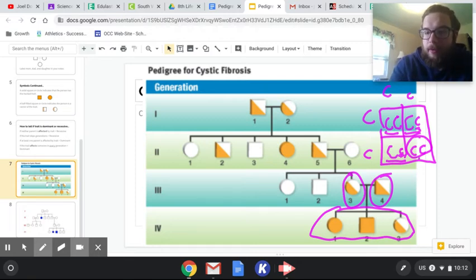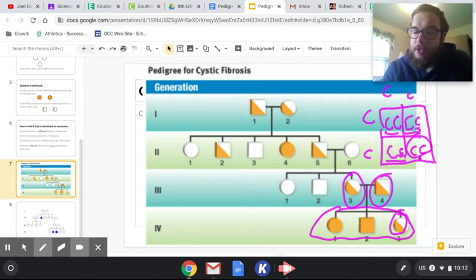So 2 out of 3 of them ended up with little c, which is kind of bad luck, right? The odds are only 1 in 4. It's a 25% chance. So to have 66% of your children end up with cystic fibrosis, you kind of got unlucky there. So this person here, this female individual number 3, she had a 50% chance of being big C, little c.